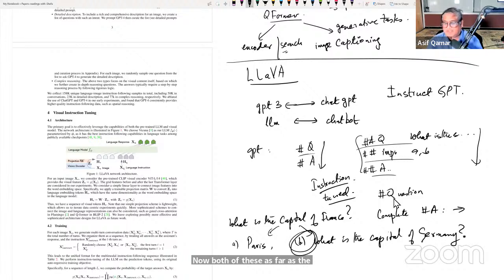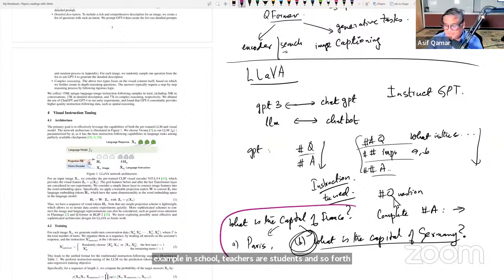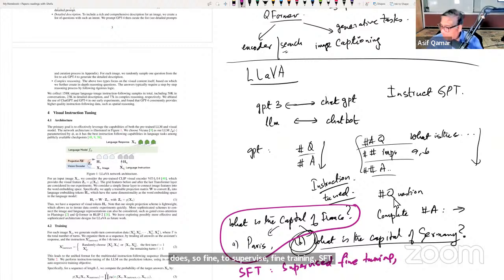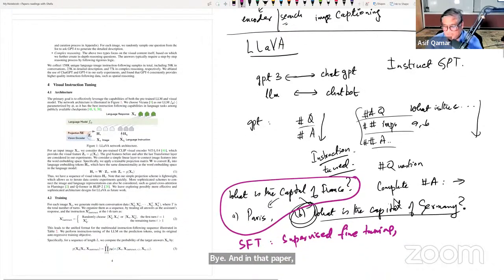In fact, this answer is more likely, because typically there are lots of quizzes sitting on the internet, lists of questions that, for example, teachers ask students in school. So in that case, it would have produced this. But once you instruct tune it, it is supervised fine tuning, SFT. And in that paper, they use the next stage, which is reinforcement learning with human feedback.